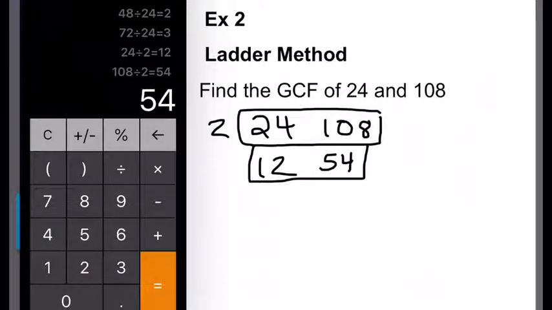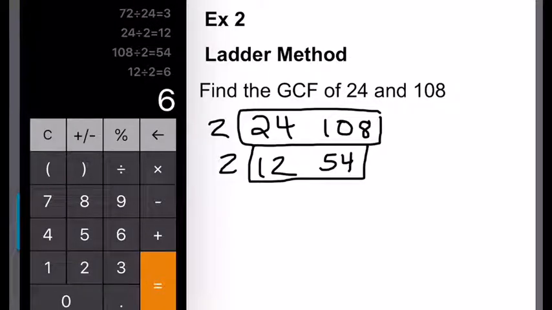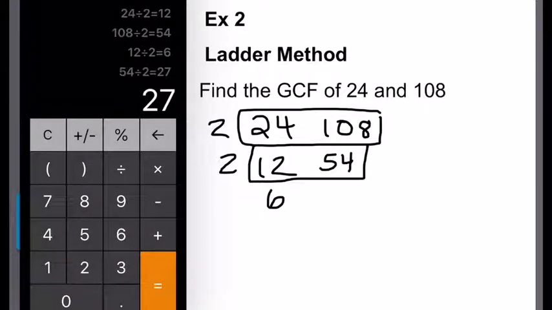12 and 54 are both even, so they can be divided by 2 again. Put your 2 outside. 12 divided by 2 is 6. Put your answer underneath. 54 divided by 2 is 27. Put your answer underneath. These are not both even. Typically, if I can't divide by 2, I try 3 next. If I can't divide by 3, I try 5. Using your prime numbers is usually the best way to go. We can usually divide by 2, 3, 5, or 7.